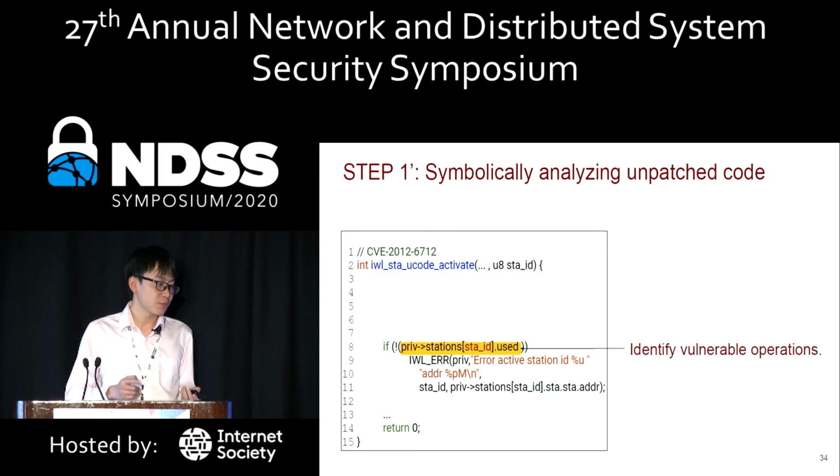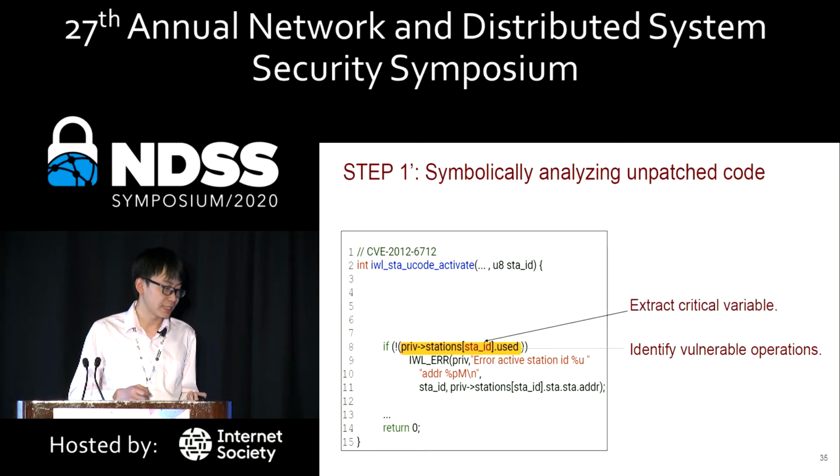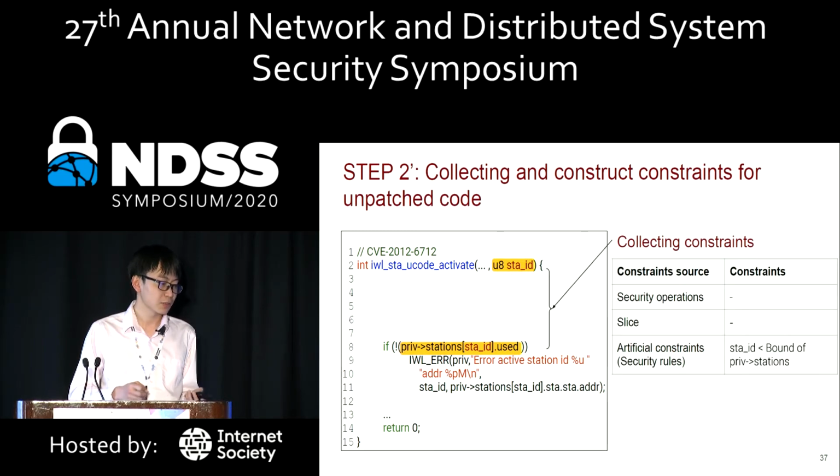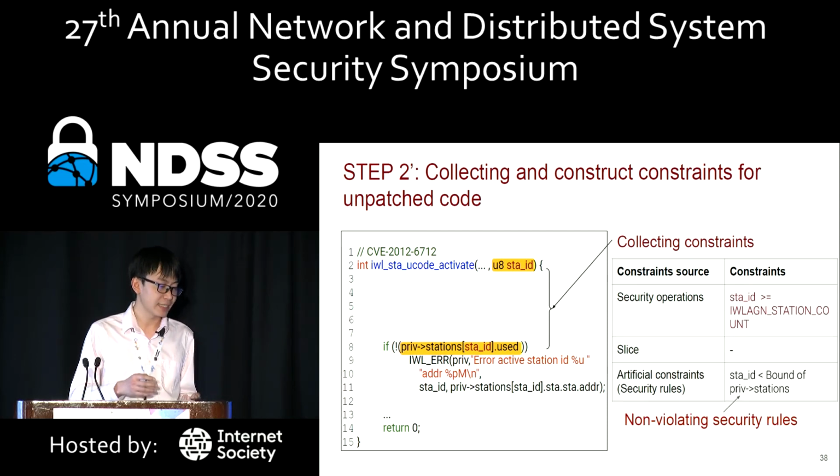And our system will next analyze the unpatched version of the program. It will extract the vulnerable operation, extract the critical variable, and do the slicing. It also collects the constraints in the slice, but the security operation is missing here. So if the security operation is missing, we will insert the constraint that is opposite to the patch, which is the STID larger than or equal to this macro, which comes from the patch.